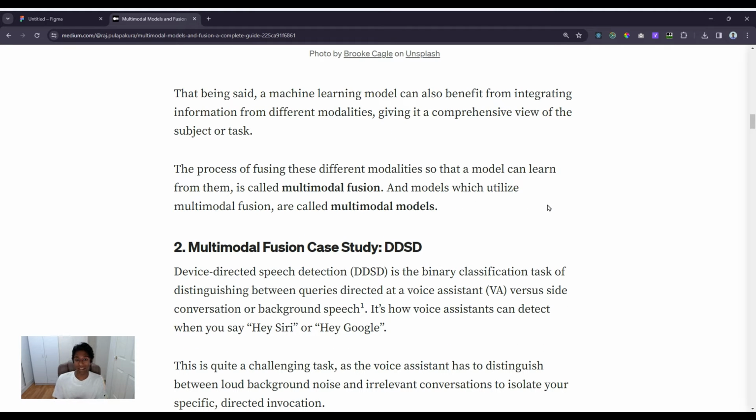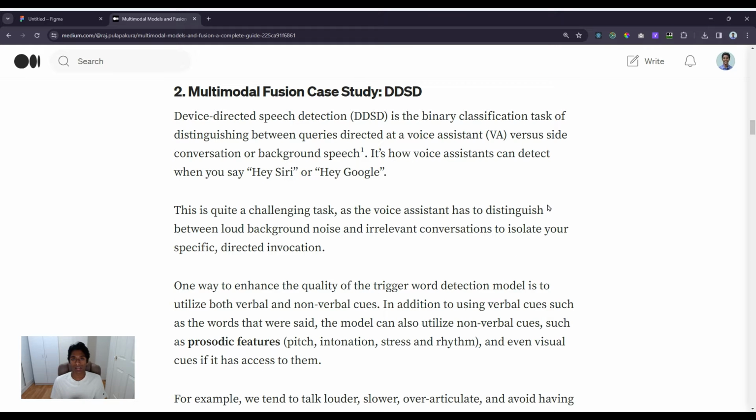That being said, a machine learning model can also benefit from integrating information from different modalities, giving it a comprehensive view of the subject or task. The process of fusing these different modalities so that a model can learn from them is called multimodal fusion. And models which utilize multimodal fusion are called multimodal models. Let's explore a use case of multimodal fusion.